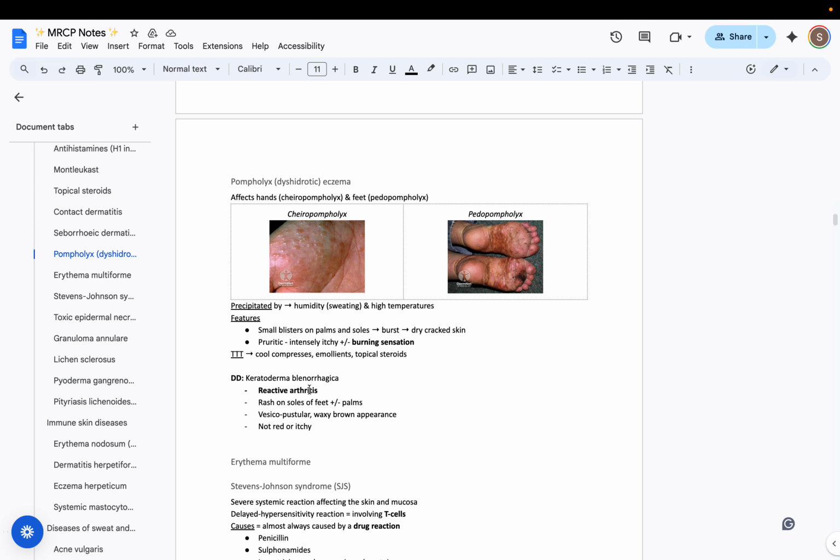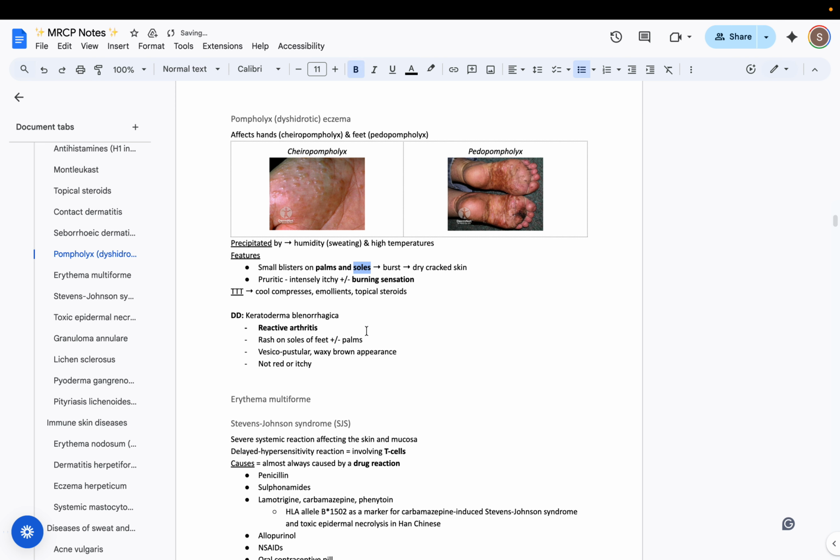Now, keratoderma blenorrhagicum is a differential diagnosis of Pompholyx. It's associated with reactive arthritis, and it's a pustular, waxy, brown rash on the soles of the feet. But it's not red, nor is it itchy, unlike Pompholyx, which is very, very itchy and is on the palms and soles.